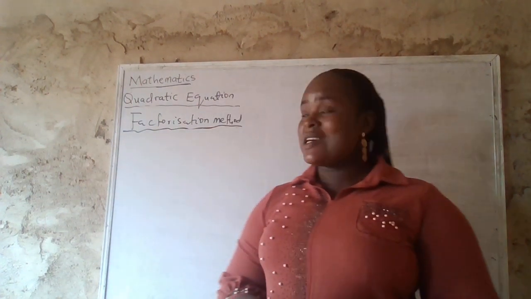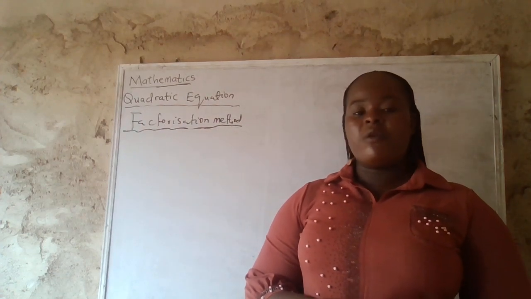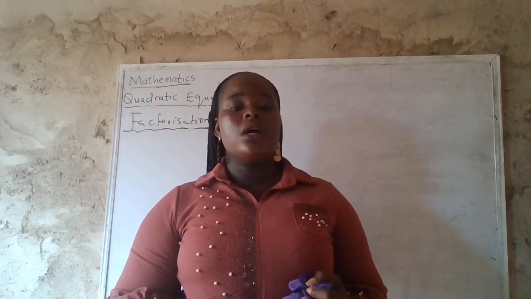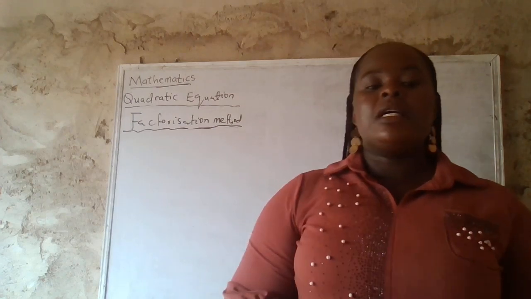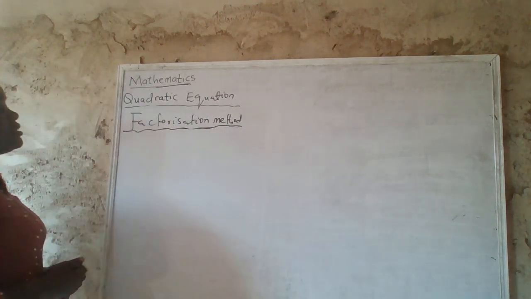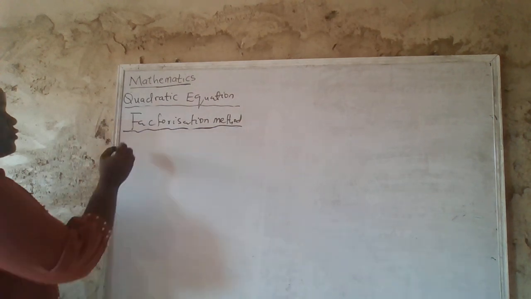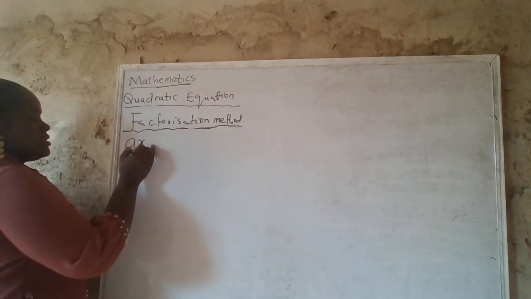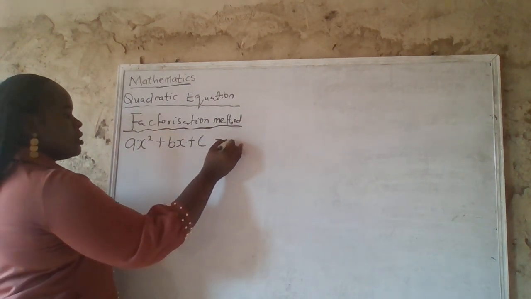Today, we'll be discussing quadratic equations by the factorization method. Remember, in solving quadratic equations, you can either use the factorization method, the completing the square method, the formula method, or the graphical method. Today we'll be looking at the factorization method. And before I start, let's give you the general form of a quadratic equation. The general form of a quadratic equation is given as ax squared plus bx plus c equals 0.